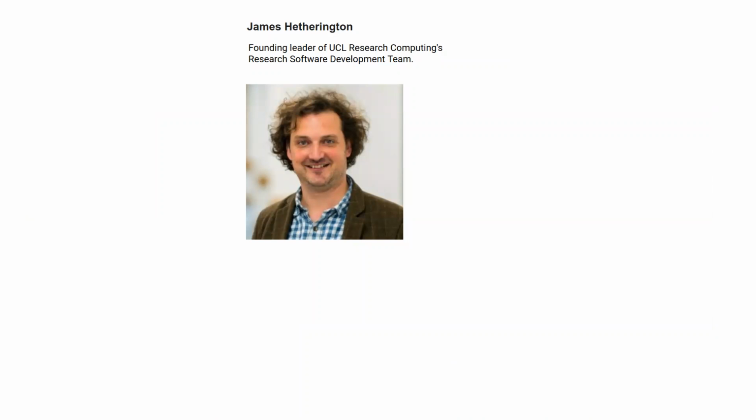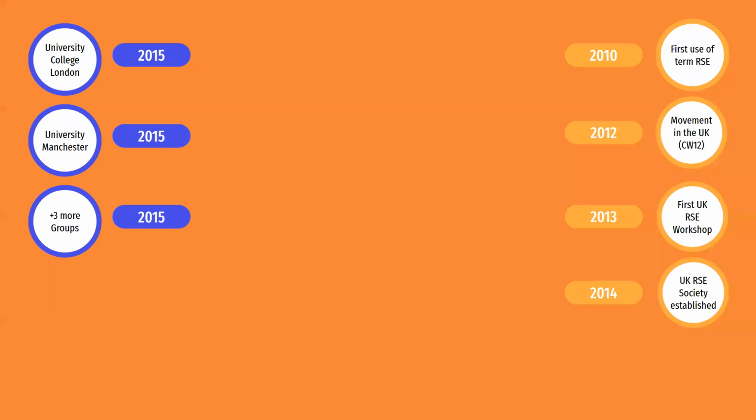So the first to create a group was James Hetherington at the University College of London, shortly followed by Robert Haines at the University of Manchester, Mike Croucher and Paul Richmond at the University of Sheffield, Christopher Woods at the University of Bristol, and finally Simon Hettrick and Job Robinson, not pictured, I couldn't find his picture, at the University of Southampton. Alrighty, so things are really taking off in 2015.